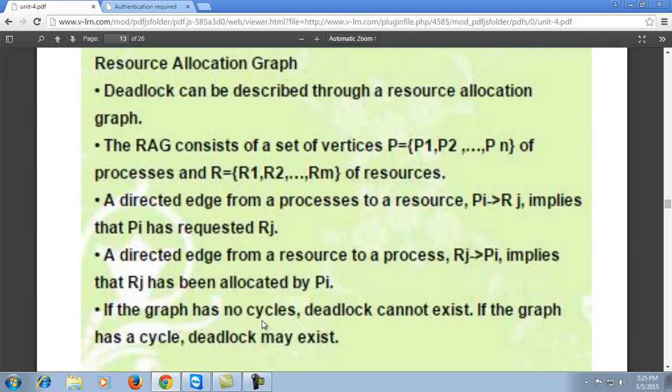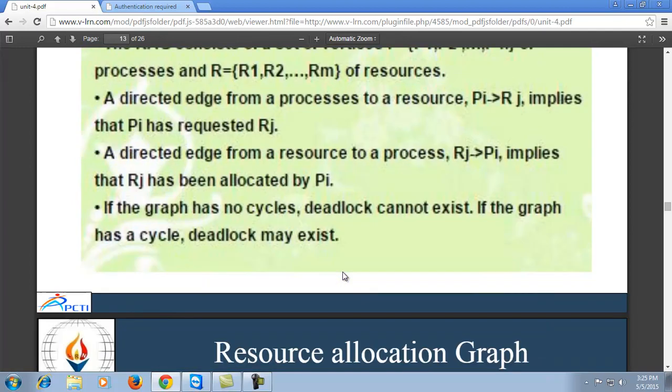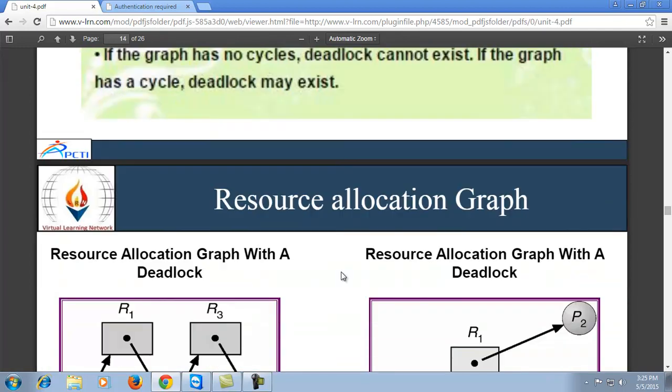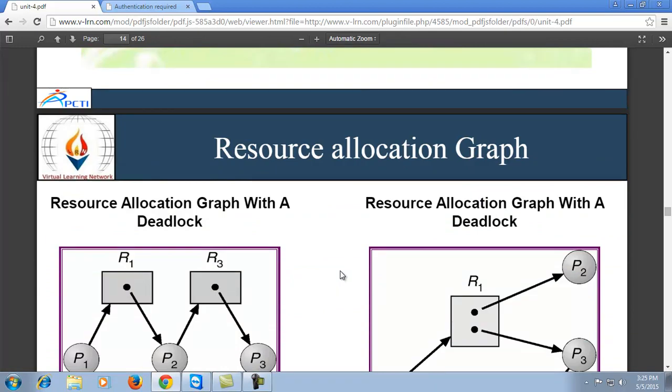If the graph has no cycle, deadlock cannot exist. If the graph has a cycle, deadlock may exist in the system. So this is the graphical notation of the resource allocation graph.